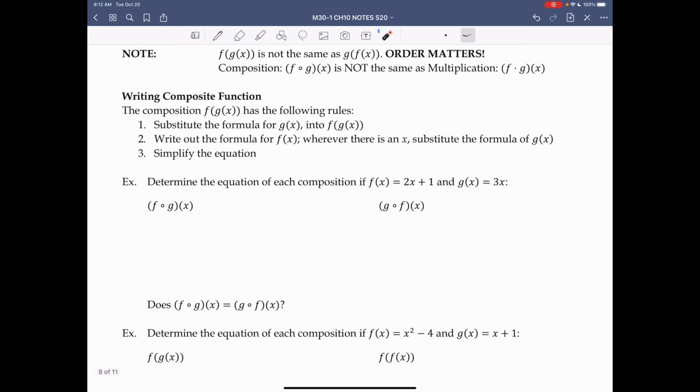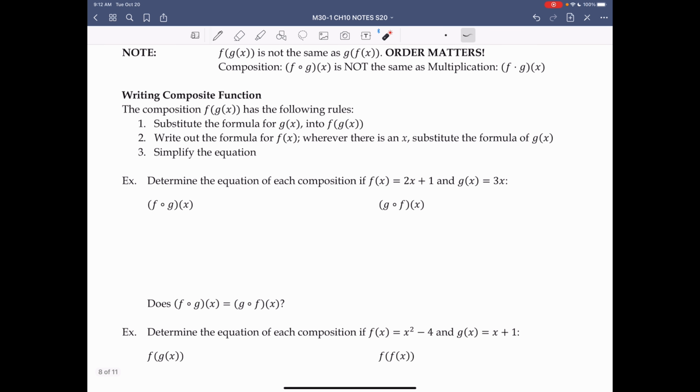Writing composite functions, the composition f of g of x has the following rules. Substitute the formula for g of x into f of g of x. Then write out the formula for f of x, and wherever there's an x, substitute the formula of g of x, and then simplify the equation.